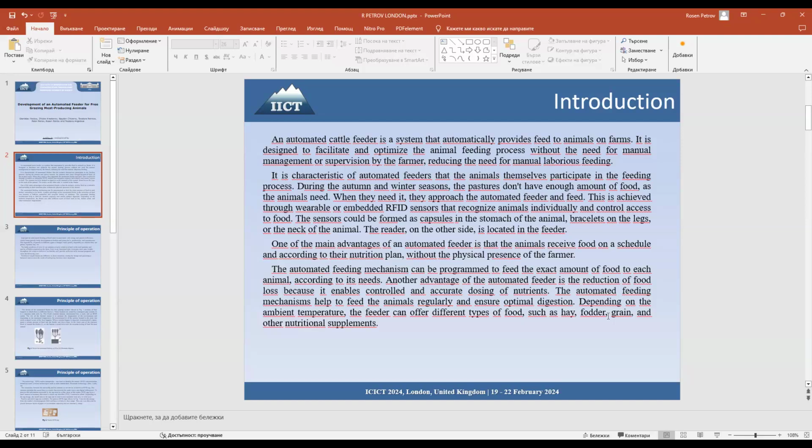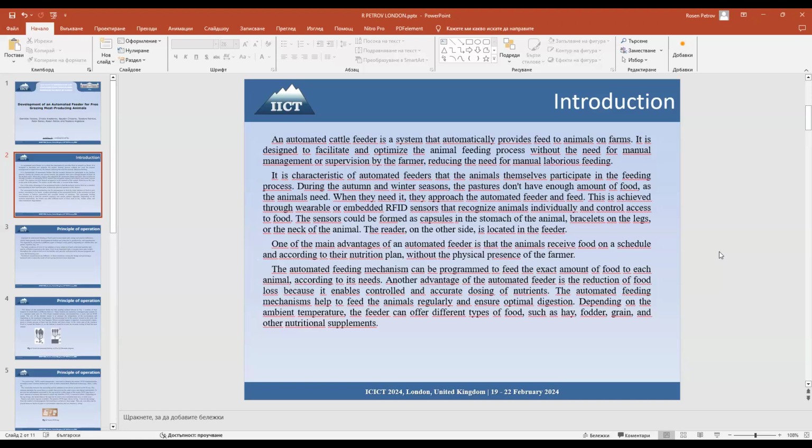During the autumn and the winter season, the pastures don't have as much food as the animals need. When they need it, they approach the automated feeder and feed. This is achieved through wearable embedded RFID sensors, which use radio frequency identification to recognize animals individually and control access to the food. The sensors could be formed as capsules in the stomach of the animals, they could be put as bracelets on the legs, or they could be put on the neck of the animal.